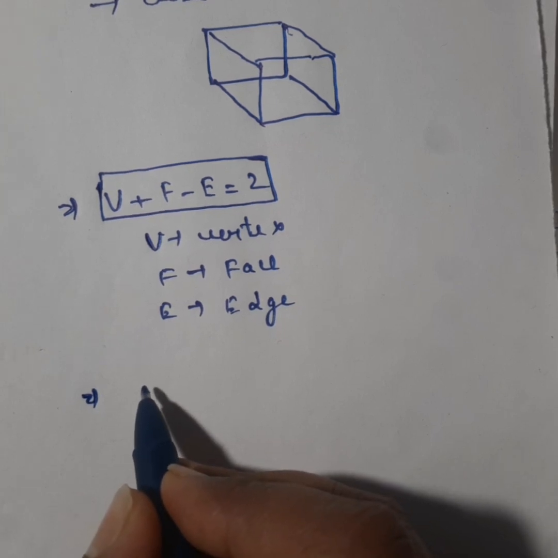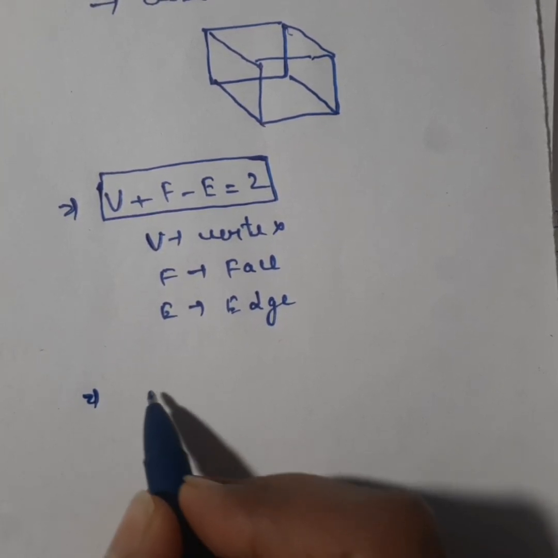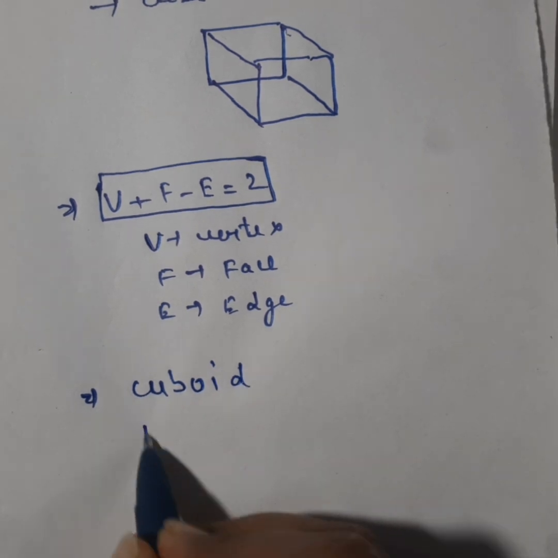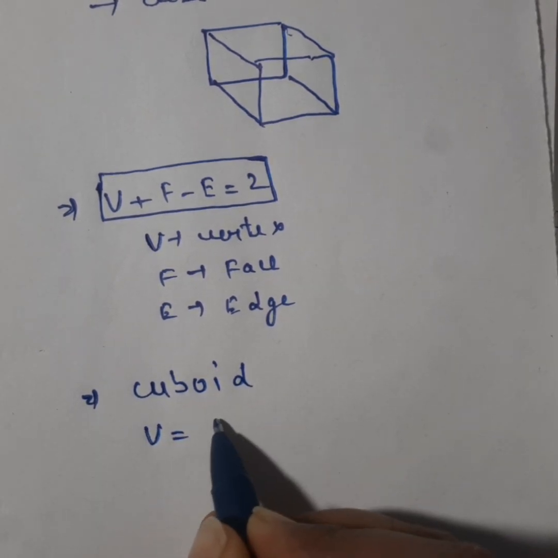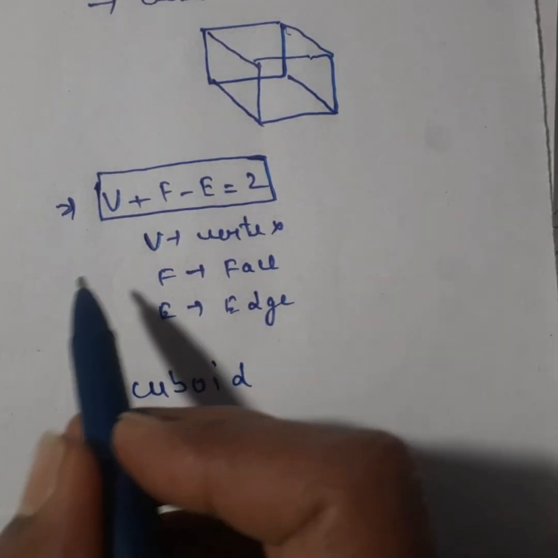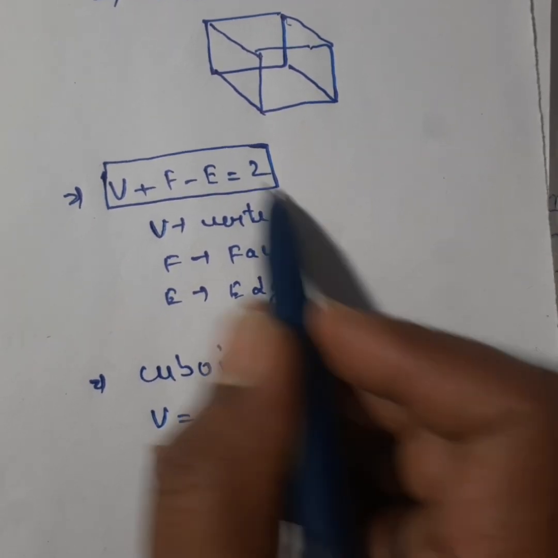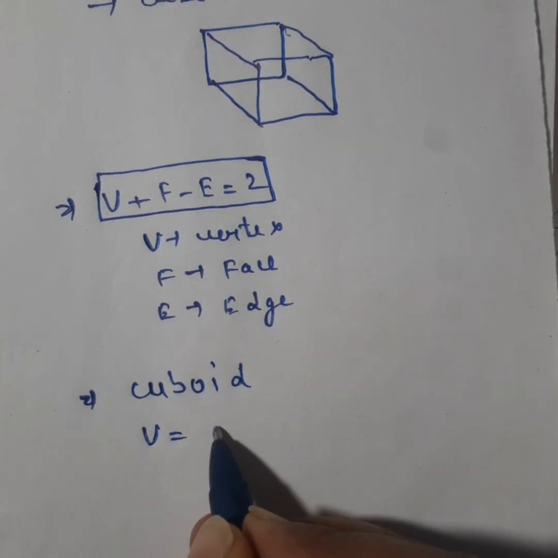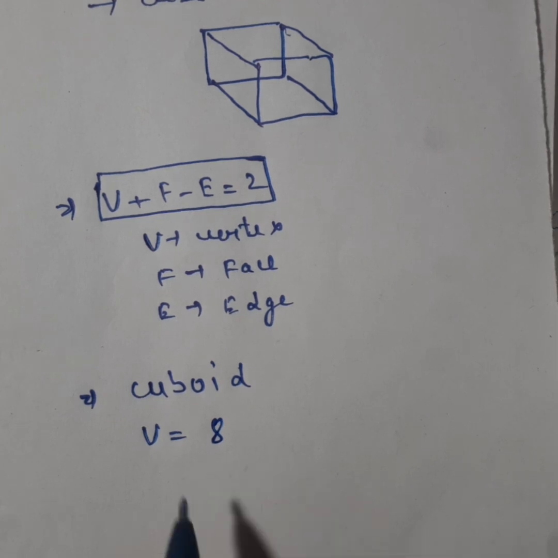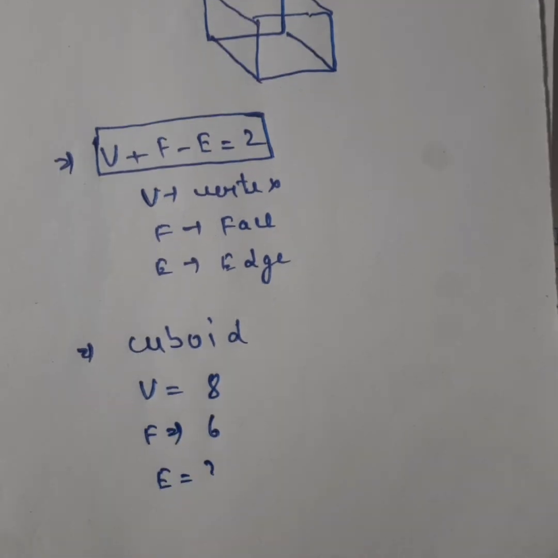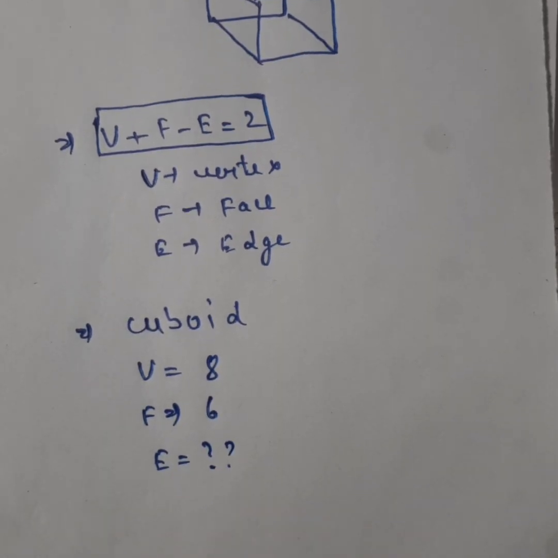Now, if we apply this formula on the polyhedron known as a cuboid, we will have the number of vertices. So we will have 8 vertices. How many faces do we have? We have 6 faces. And now we have to find out the number of edges. We don't know how many edges this particular polyhedron has.